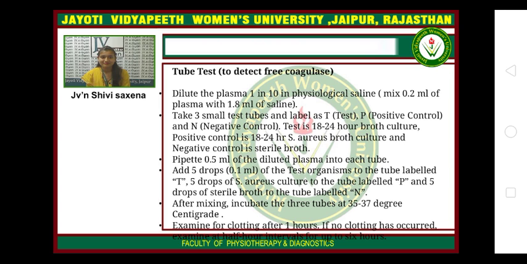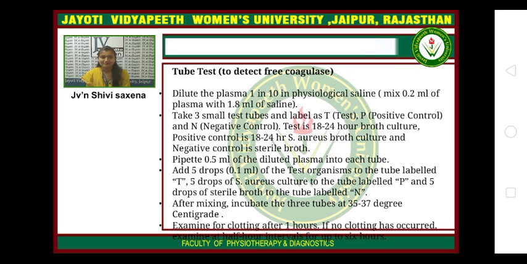Dilute the plasma 1 in 10 in physiological saline: mix 0.2 ml of plasma with 1.8 ml of saline. Take 3 small test tubes and label them T, that means test, P, that means positive control, and N, that means negative control. Test is an 18 to 24 hours broth culture. Positive control is an 18 to 24 hours Staphylococcus aureus broth culture, and negative control is sterile broth.